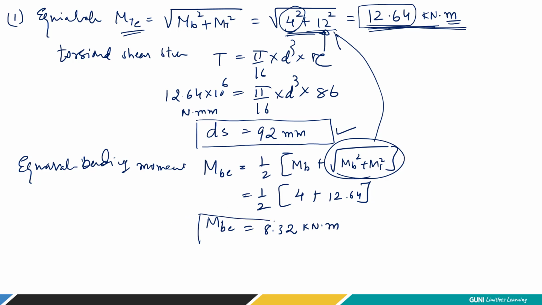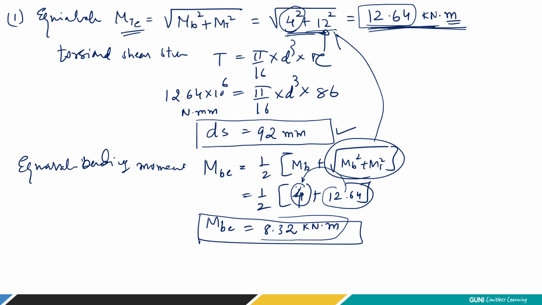Now try to observe what happened. The pure bending moment is 4 kilonewton, but simultaneously we are applying the torque. So because of the presence of torque, the equivalent bending moment comes out to be 8.3. So the shaft is subjected to an equivalent 8.32 kilonewton meter of bending moment rather than the 4 only, right? So this is the equivalent bending moment.